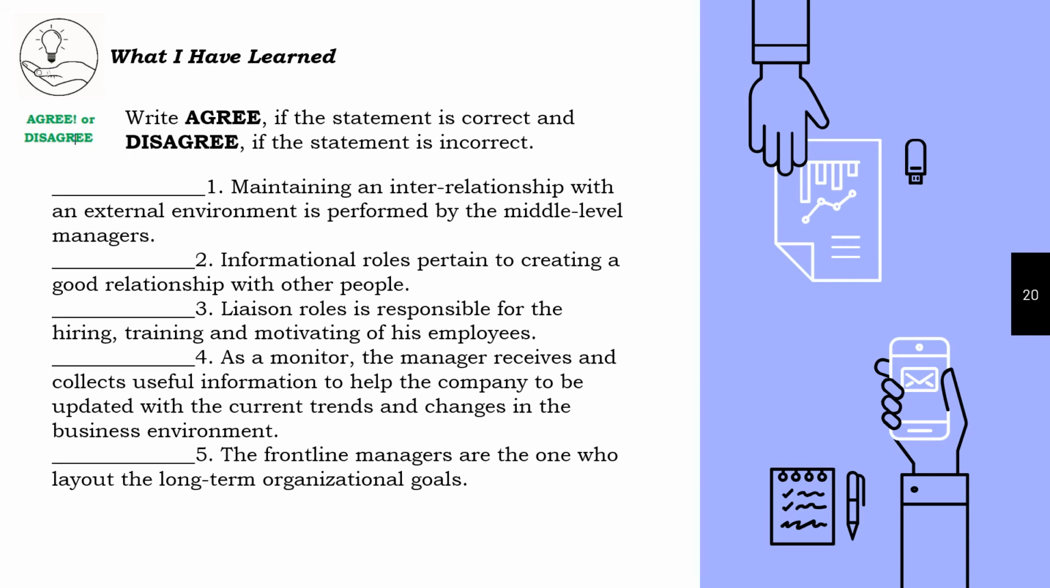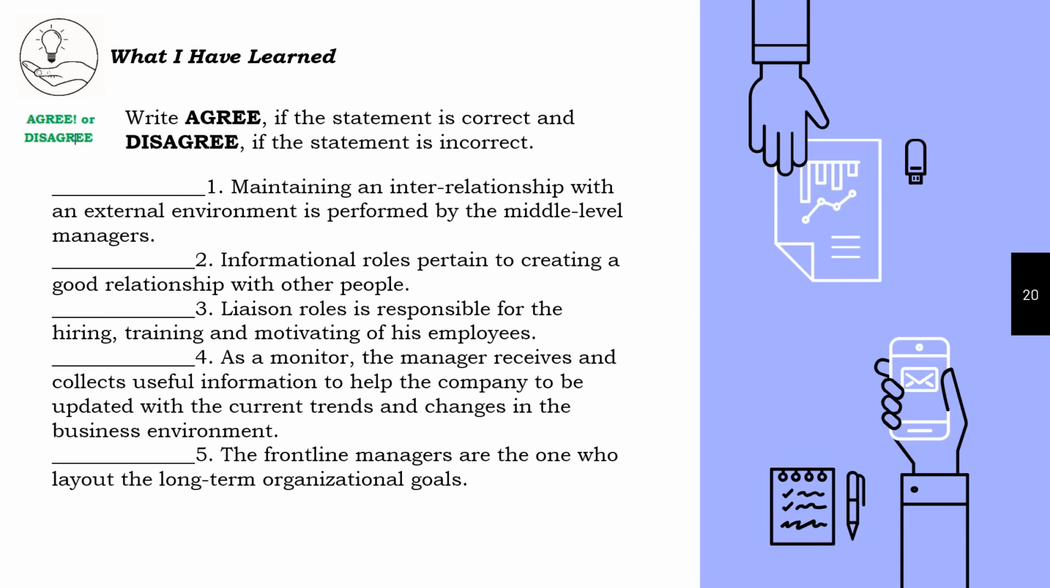So for number 1, maintaining an interrelationship with an external environment is performed by the middle-level managers. Number 2, informational roles pertain to creating a good relationship with other people. Number 3, liaison roles is responsible for the hiring, training, and motivating of his employees.